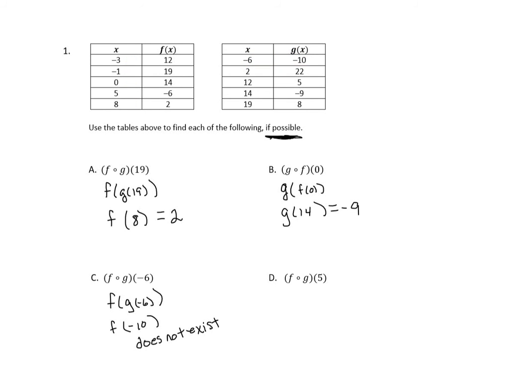Okay, now let's find f of g of 5. Here's another way to write that. We are going to put 5 into our g function. And actually, I can see that that doesn't exist. There is no 5 that I can put into the g function. So this answer does not exist.